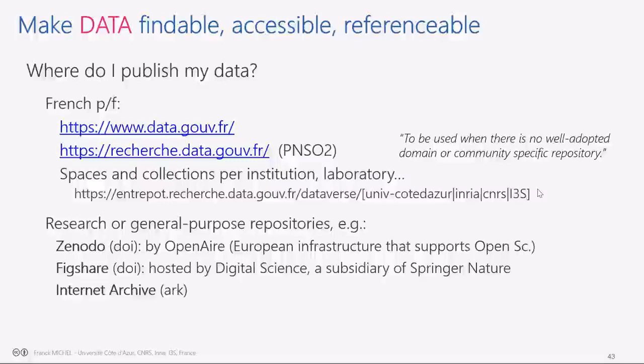And then the Internet Archive, which is well known for archiving the state of the web, in particular the Wayback Machine, but it allows you to store any kind of thing, and you can upload your data too. And what you will get is not a DOI in this case, it's an ARK, but it's also a persistent identifier anyway.